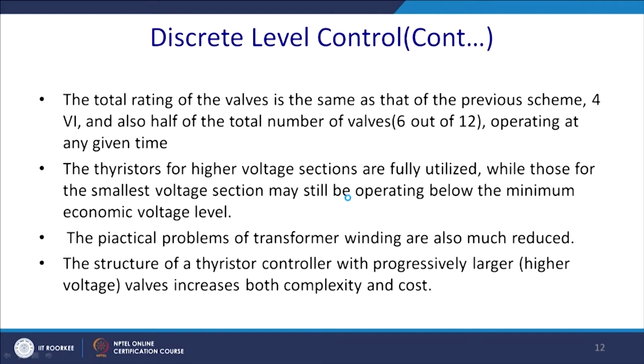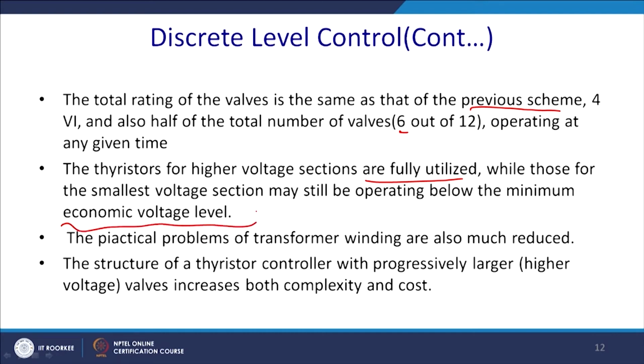The total rating of the valves is the same as that of the previous scheme, 4 VI, and the number of valves conducting is half of the total. So, 6 out of 12 are operating at a given time, and thus it reduces the conduction losses also. Thyristors of the higher voltage sections are fully utilized, while those of the smallest sections may still be operating below the minimum economic voltage level.